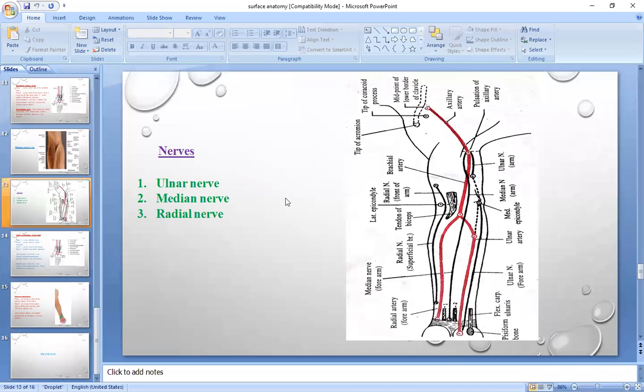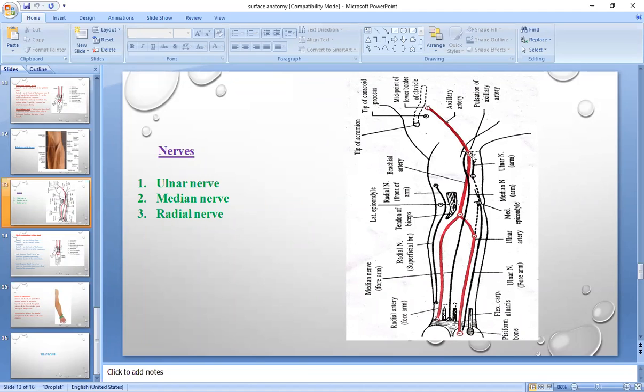Then nerves. Only these 3 main nerves I have kept here: ulnar nerve, median nerve and radial nerve. So what are the points? What are the surface markings? First we'll see the ulnar nerve. For the ulnar nerve, the first point is at the lateral wall of the axilla itself.